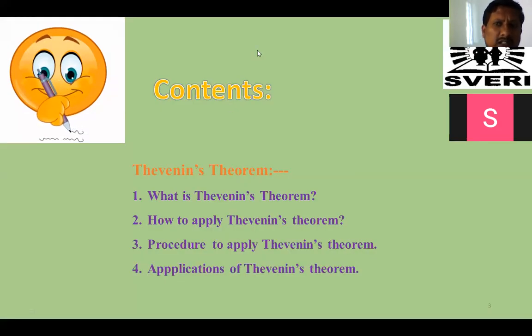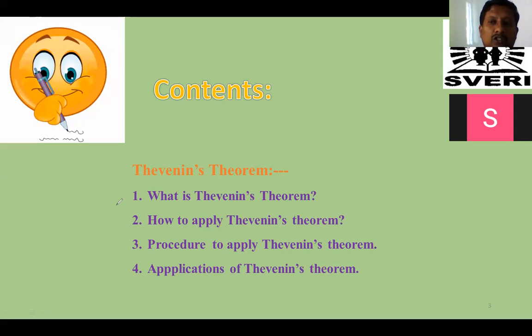So as usual, as I told, we have to understand any theorem by these 4 questions. Okay. So what is Thevenin's theorem? How to apply Thevenin's theorem? Procedure to apply Thevenin's theorem, and procedure and how, that is almost the same, but we are classifying the type of circuit into 2 categories, that is type 1 and type 2.